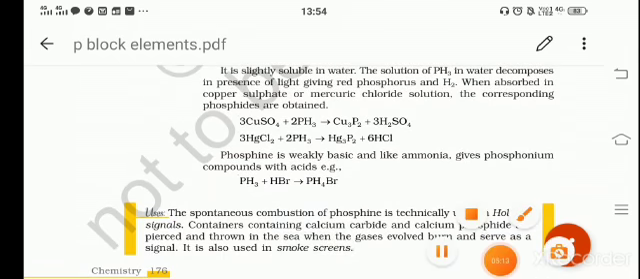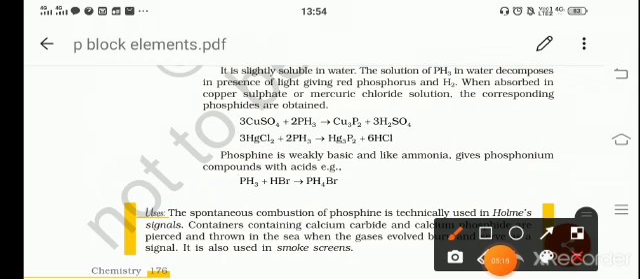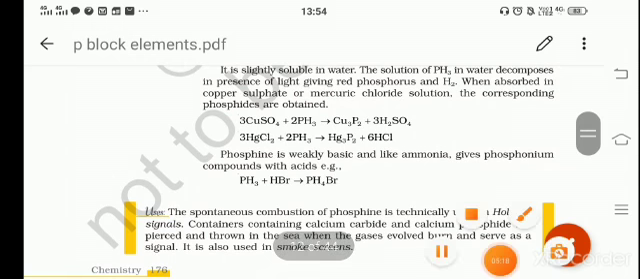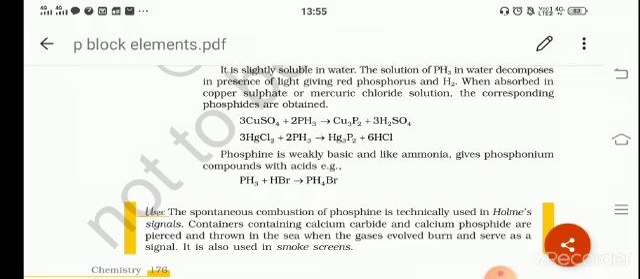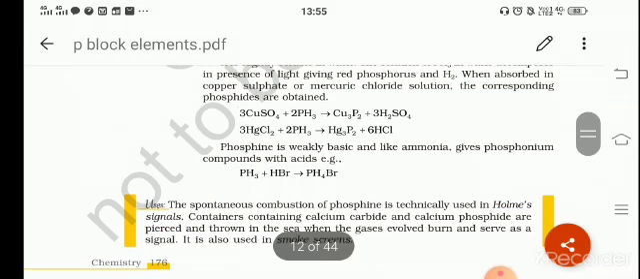Now coming to the uses, which is very important, it is used in the Holmes signal. Now what is a Holmes signal? Calcium phosphide is treated with water and it creates smoke when combusted in air to give a signal. Containers containing calcium carbide and calcium phosphide are pierced and thrown in the sea. When gas evolves, it gives a burning signal and serves as a smoke screen.